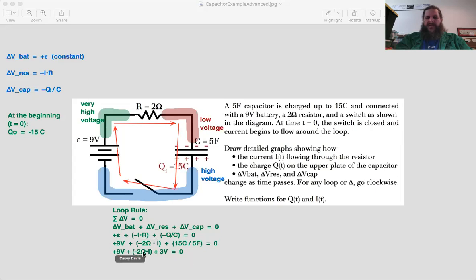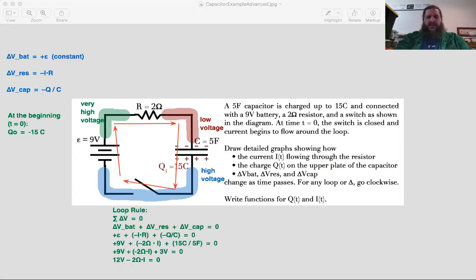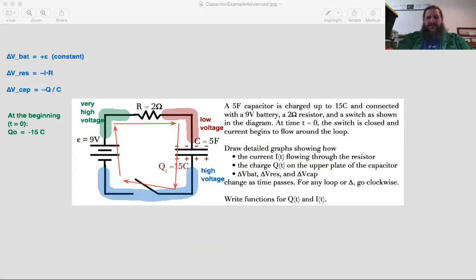So they're both positive, both the same sign, which means we can combine those and get 9 plus 3, 12 volts plus negative 2 ohms times current. So the capacitor is acting with the battery in this case. Both of them are trying to push current around clockwise. And if you solve that for current, what do you get?